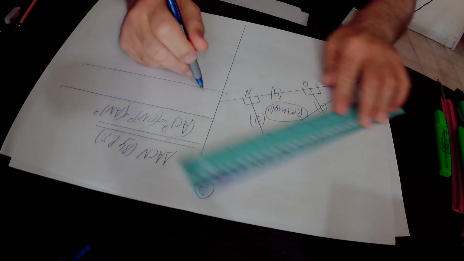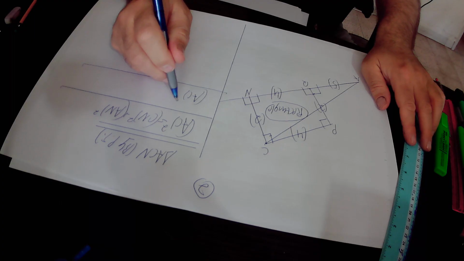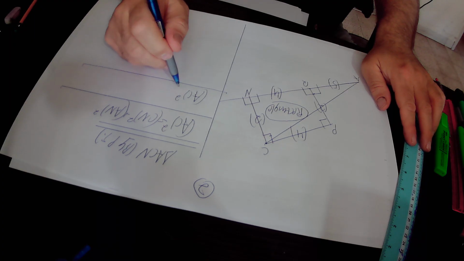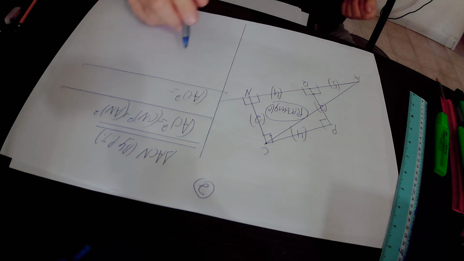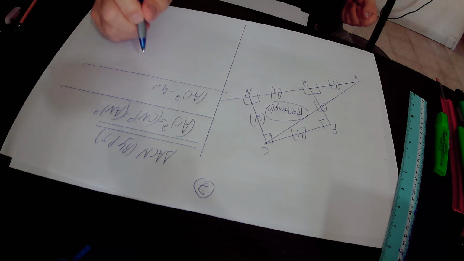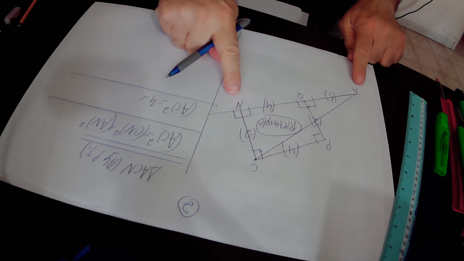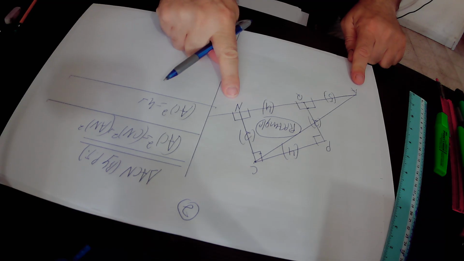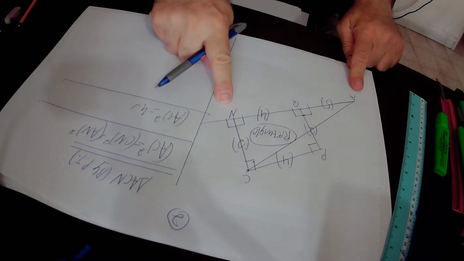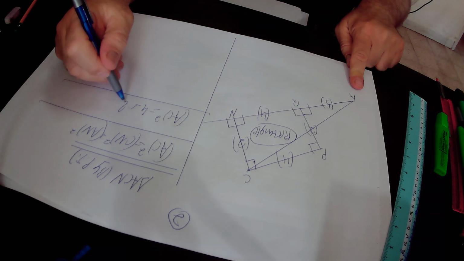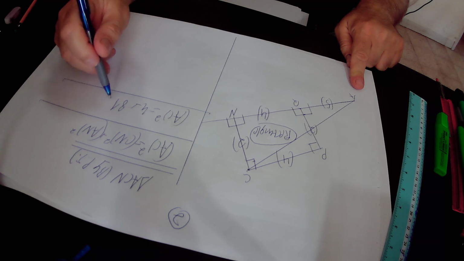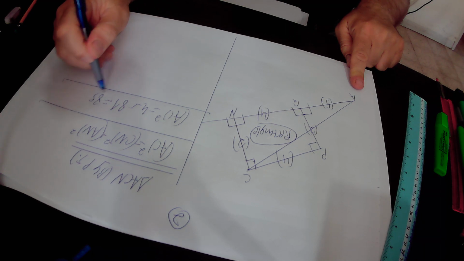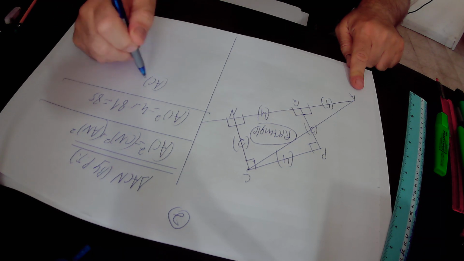So AC squared, the square of the hypotenuse, equals CN squared plus AN squared. CN is 2, therefore CN squared is 2 squared, that is 4, plus AN squared. AN in total equals 5 plus 4, that is 9, and therefore AN squared is 9 squared, that is 81. So AC squared equals 4 plus 81, that is 85. So AC squared equals 85.